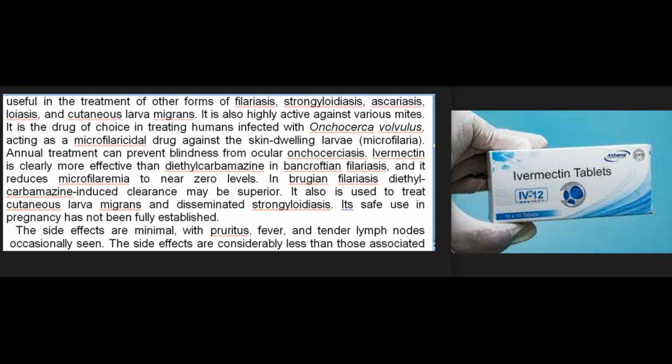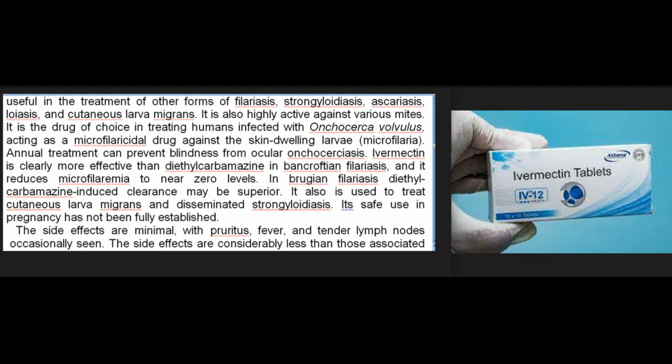It is the drug of choice in treating humans infected with Onchocerca volvulus, acting as a microfilaricidal drug against the skin-dwelling larvae, microfilariae. Annual treatment can prevent blindness from ocular onchocerciasis. Ivermectin is clearly more effective than diethylcarbamazine in Bancroftian filariasis, and it reduces microfilaremia to near zero levels. In Brugian filariasis diethylcarbamazine-induced clearance may be superior. It also is used to treat cutaneous larva migrans and disseminated strongyloidiasis.